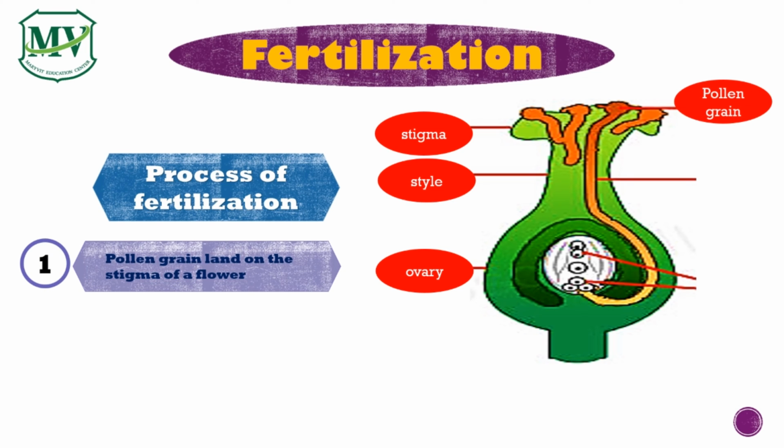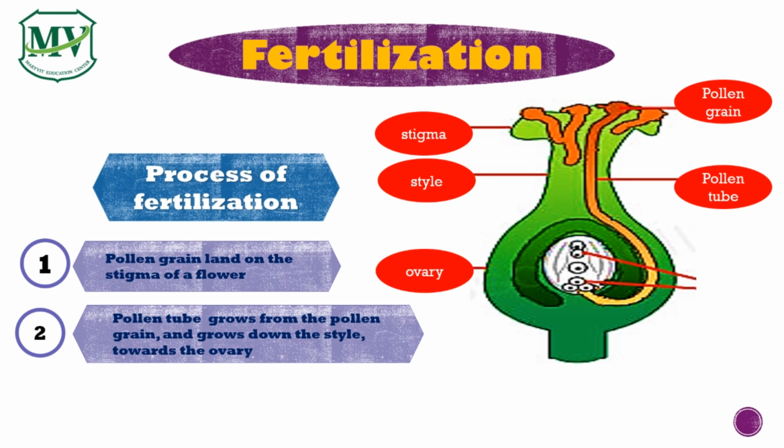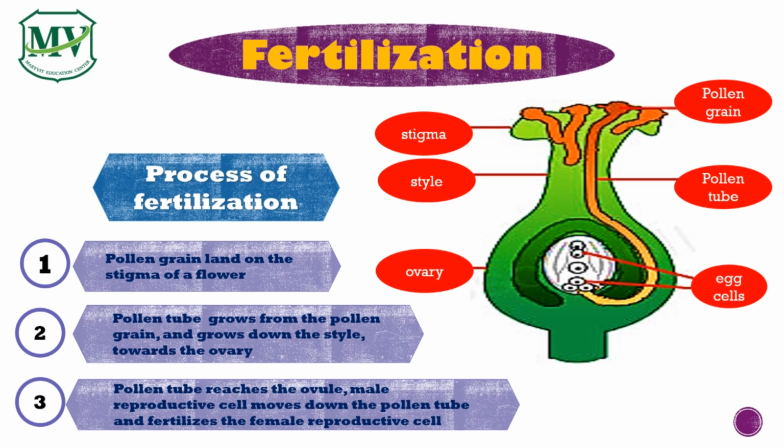First, pollen grain lands on the stigma of the flower. Next, pollen tube grows from the pollen grain and grows down the style towards the ovary. And after that, pollen tube reaches the ovule, and the male reproductive cell moves down the pollen tube and fertilizes the female reproductive cell. After fertilization, the ovule will become the seed, and the ovary will become the fruit.